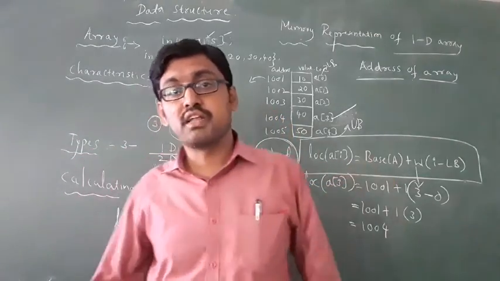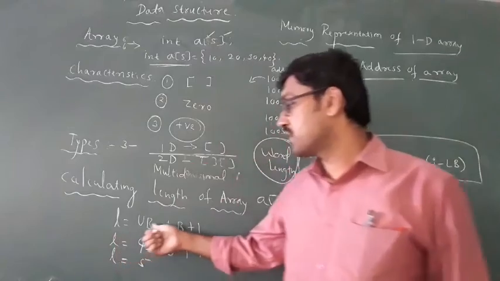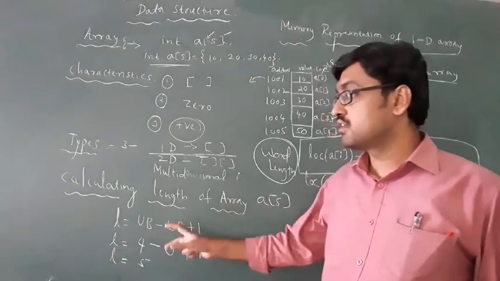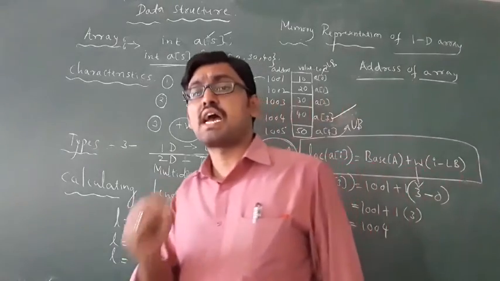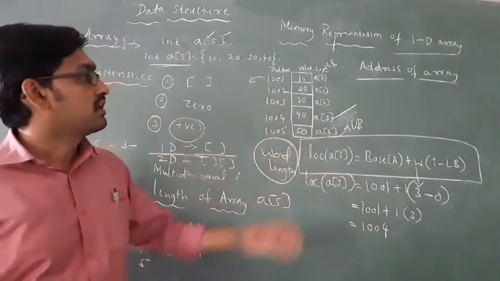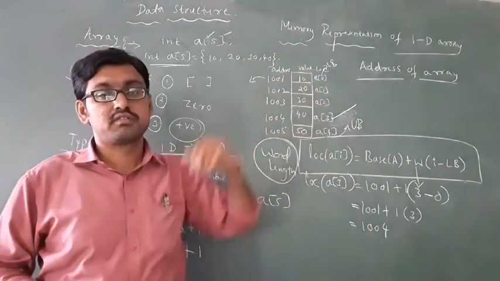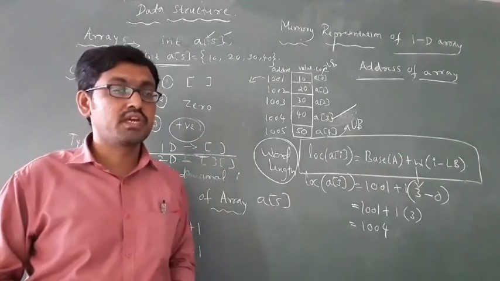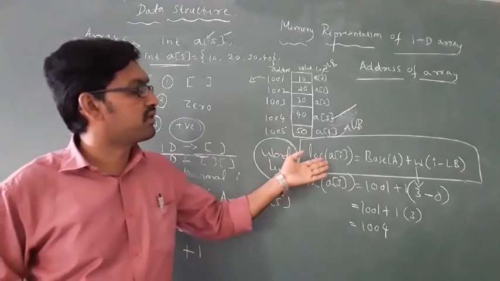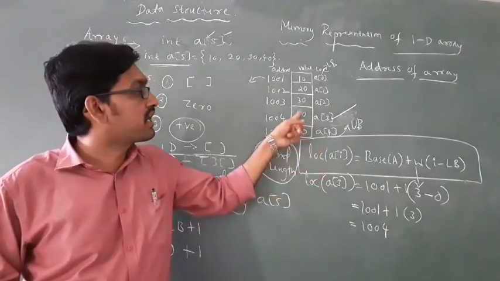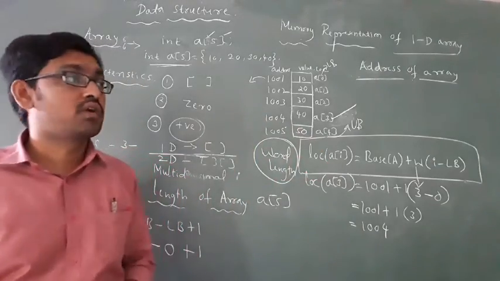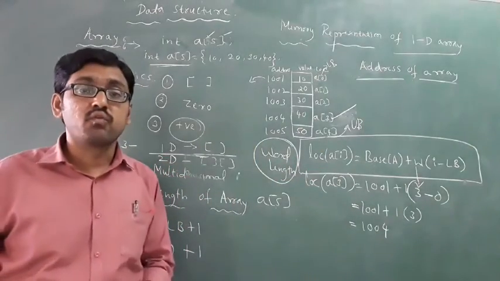To find the length of an array, L equals UB minus LB plus 1. You have to remember this formula. They ask it for 1 mark. Then this is asked for 3 marks: explain the memory representation of an array. This is very easy. Write a diagram, then write a formula, that much. Okay, this is the memory representation of a 1D array.